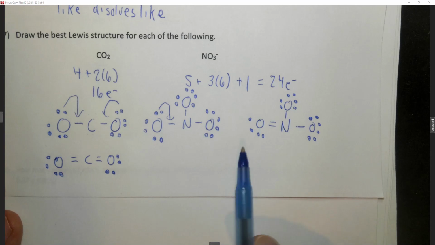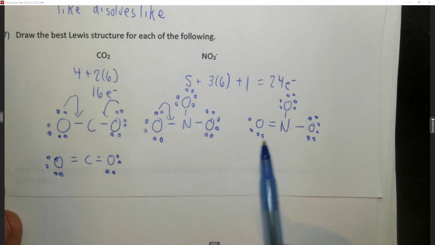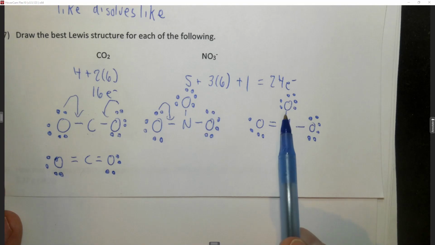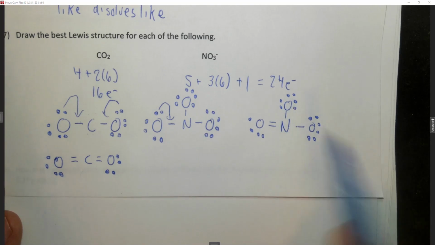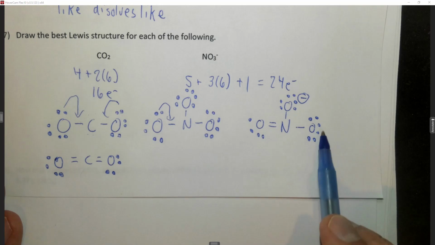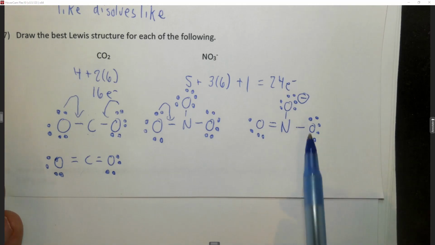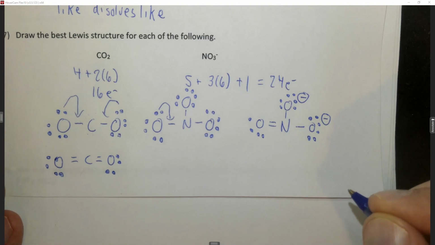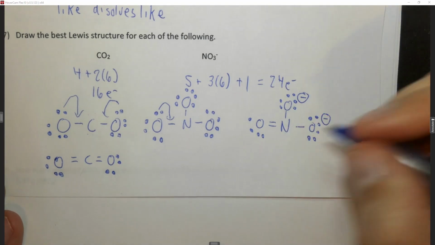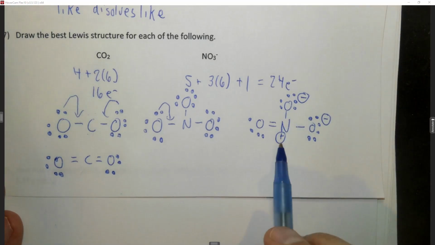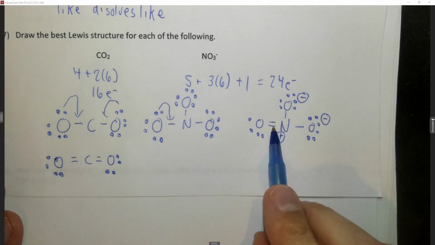Now I want to calculate my formal charges. Oxygen wants 6 electrons around it, and this oxygen has 1, 2, 3, 4, 5, 6. It's neutral. This oxygen wants 6 electrons around it. It has 1, 2, 3, 4, 5, 6, 7. So this one is minus. This oxygen also has 1, 2, 3, 4, 5, 6, 7. It is exactly the same as the other one, so it is also minus. The nitrogen is positively charged. It wants 5 electrons around it because it's in 5A on the periodic table, and it has 1, 2, 3, 4.